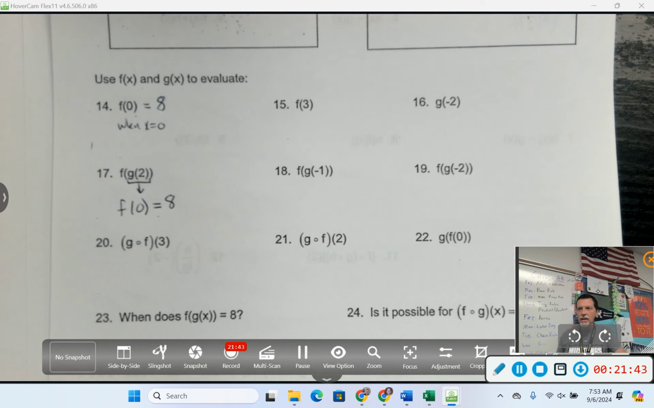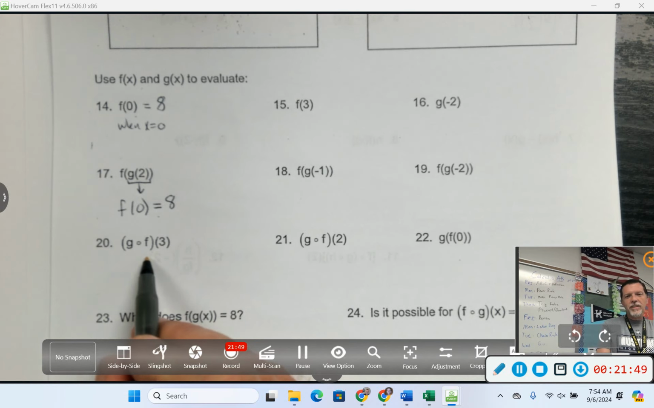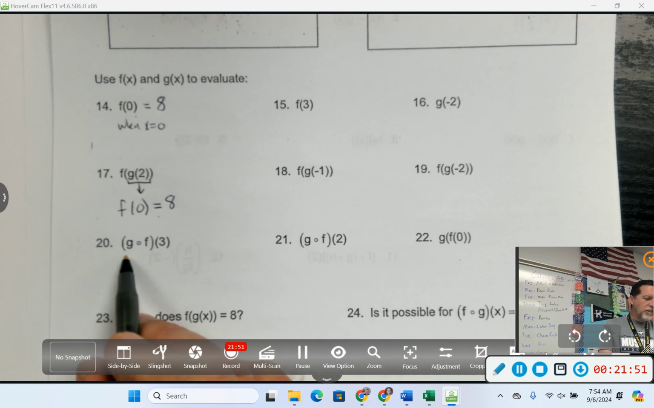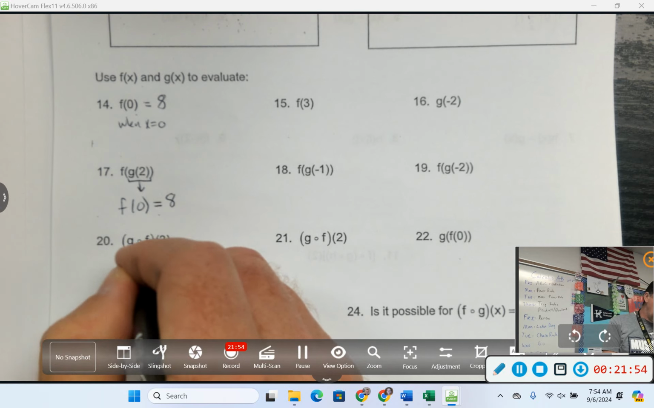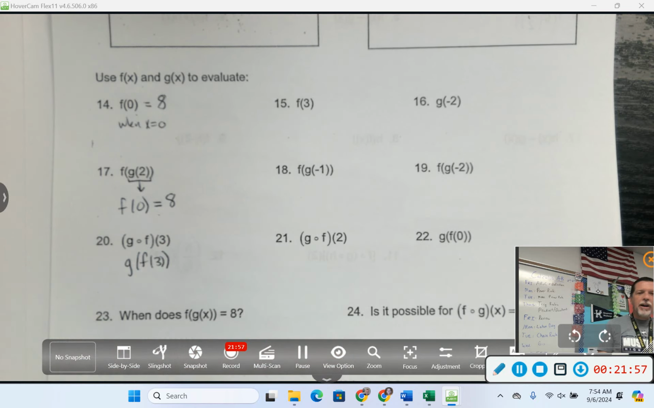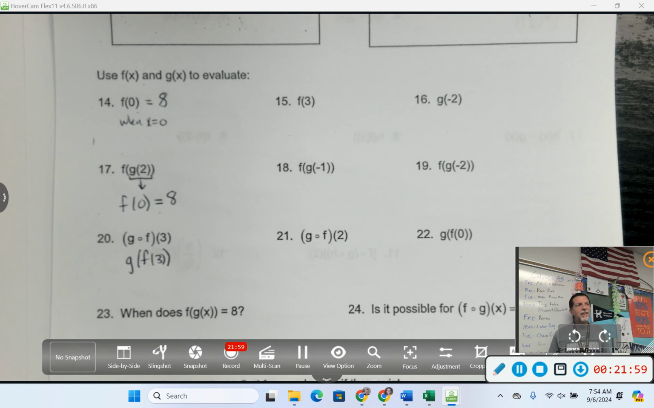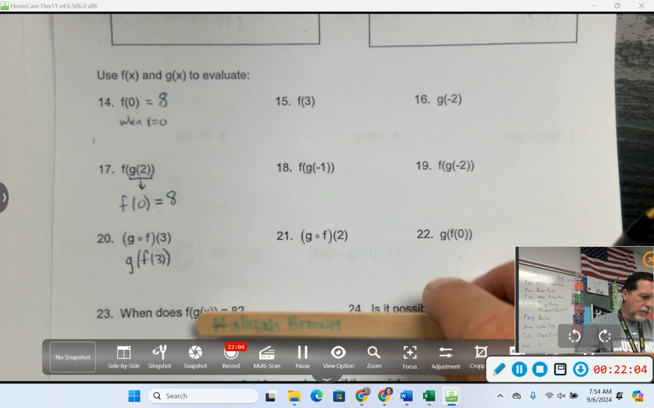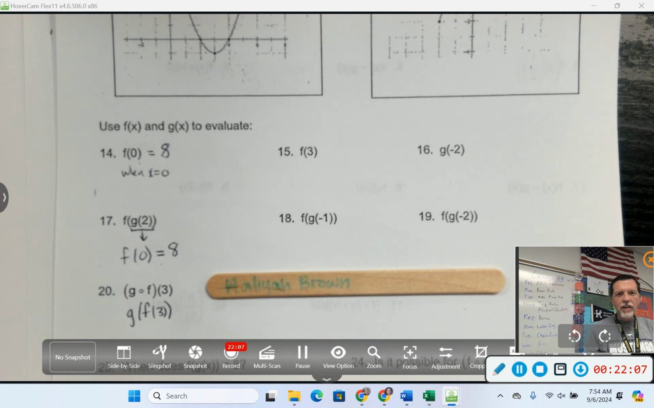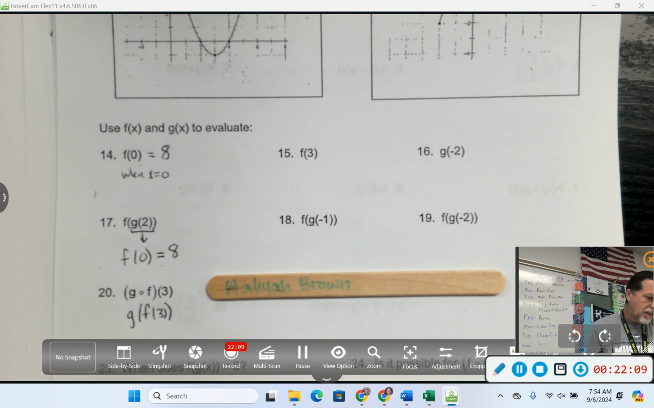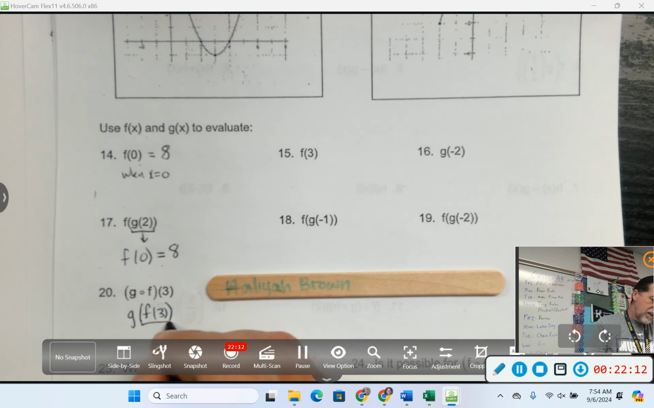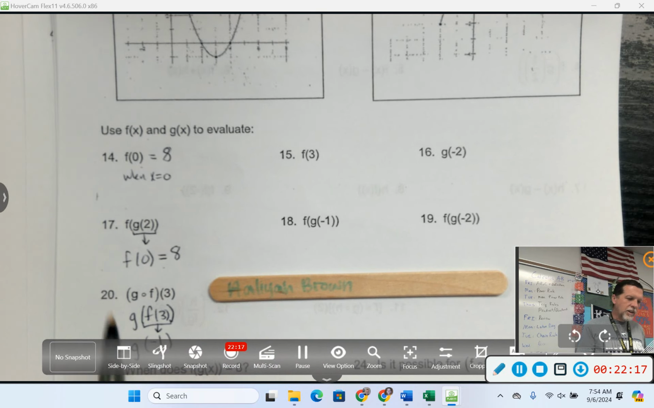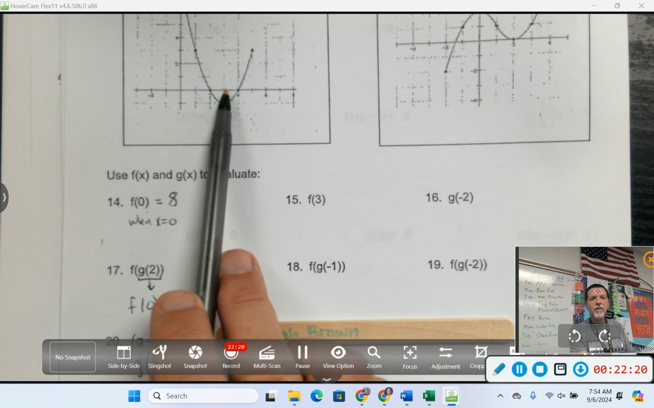And then number 20, g of f of 3. I don't like it when it looks like this because it's tempting to do the g first, but you don't have to rewrite it. I will frequently rewrite it because when it's in parentheses, it's more clear that you want to do f of 3 first. So f of 3, Aaliyah, can you tell me what f of 3 is? Good. I think you're right. -1. It's kind of hard to read, but look at the graph of f. When x is 3, y is -1.